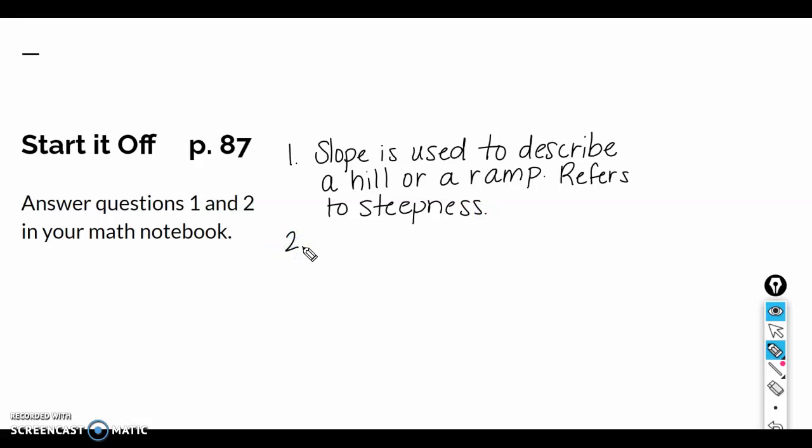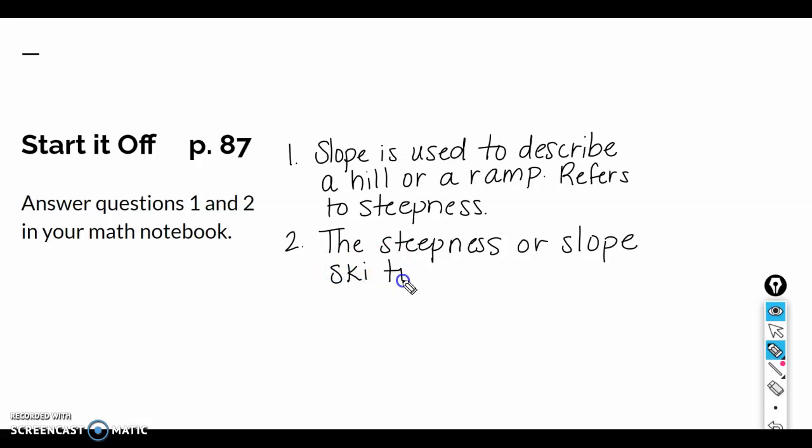So let's look at question 2. For what object is steepness or slope important? One thing that comes to my mind is the steepness or slope of a ski trail. We need to know the steepness or slope of a ski trail before we determine which trail is best for us to go down. Very steep slopes are dangerous and too difficult to go down, so it's important for us to determine which one is best for us.